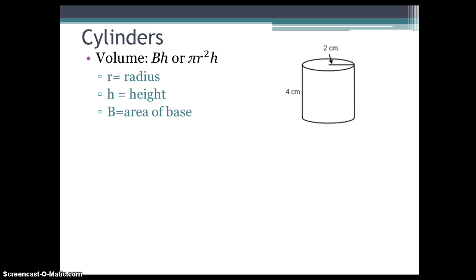Cylinders have the same formula, area of the base times height. But remember, a circle is the base of a cylinder. So we can also look at the formula as pi r squared h, because pi r squared is the area of the base. R again is radius and h is height. So our volume is pi r squared h. Now our radius is 2 and our height is 4. So our volume is pi times 2 squared times 4, or 16 pi centimeters cubed.